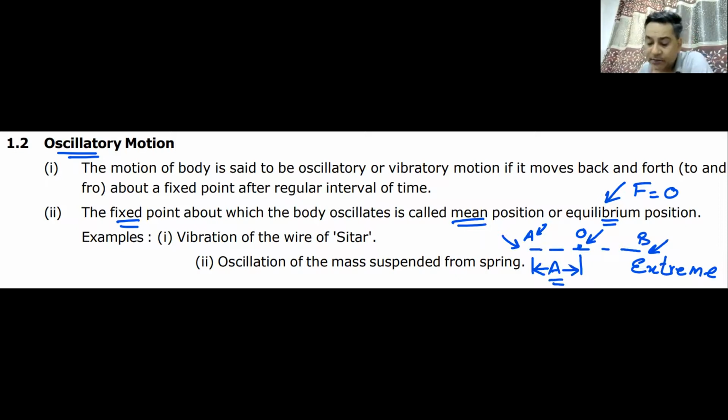So what we have understood up till now is oscillatory motion, to and fro motion. It vibrates back and forth. The fixed point is known as the mean position, and the other two points between which it is moving are known as extreme positions. The distance of the extreme position from the mean position is known as the amplitude. Mean position is also known as equilibrium position because the force acting on the particle is zero. I'll give you a minute to note it down.